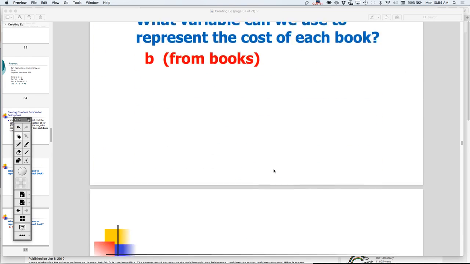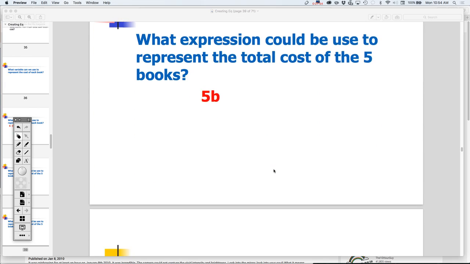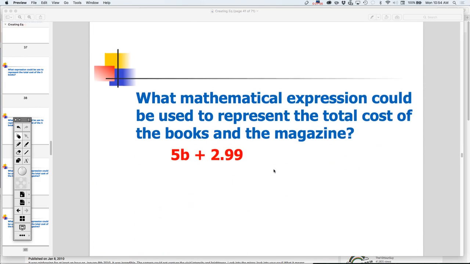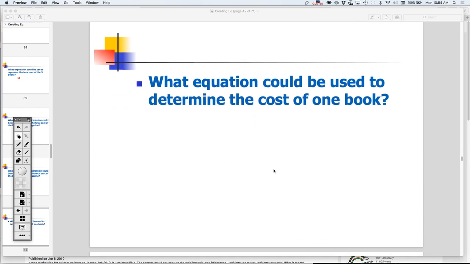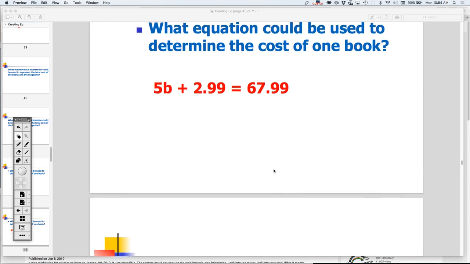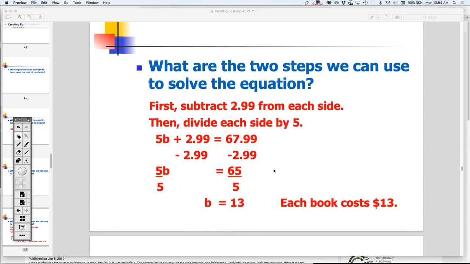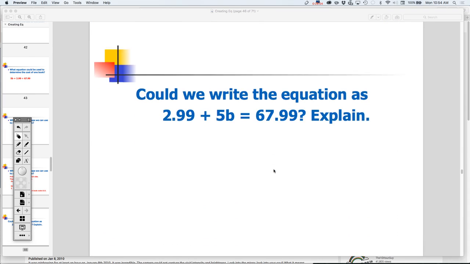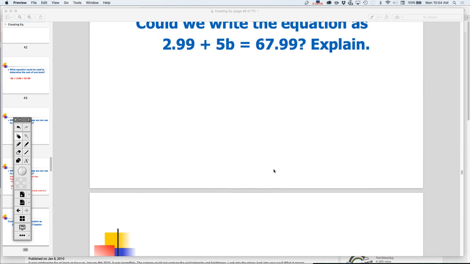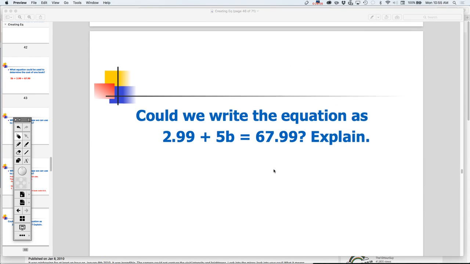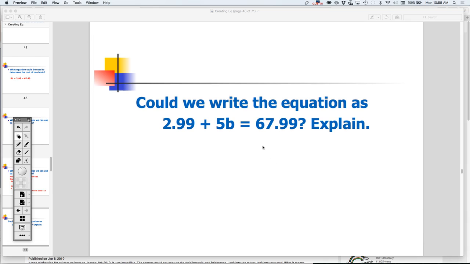Could we write the equation as 2.99 plus 5b equals 67.99? Explain why. So before we had it as 5b plus 2.99 equals 67.99, right? Can you write it both ways? What's the reason, guys?